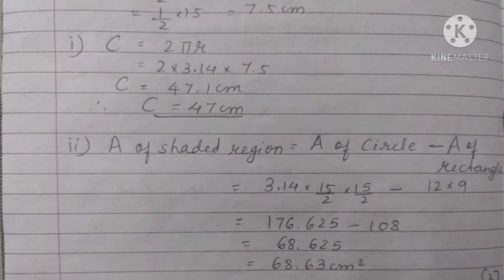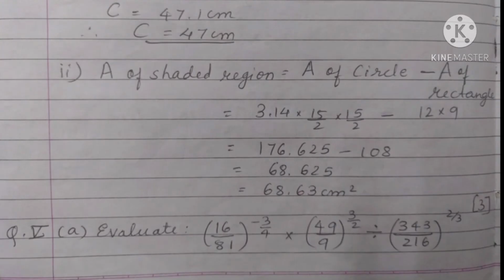So C is equal to 2 pi r is equal to 2 multiply 3.14. Whenever you are given pi 3.14, use that only. Multiply 7.5. So multiplication of all is 47.1 centimeter. And to the nearest centimeter we get 47. We remove the decimal place.